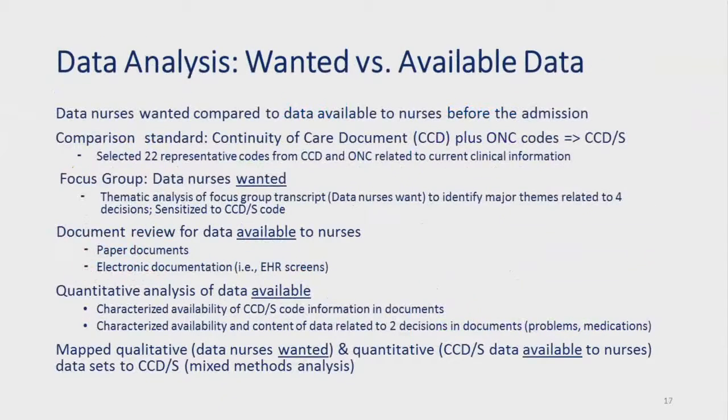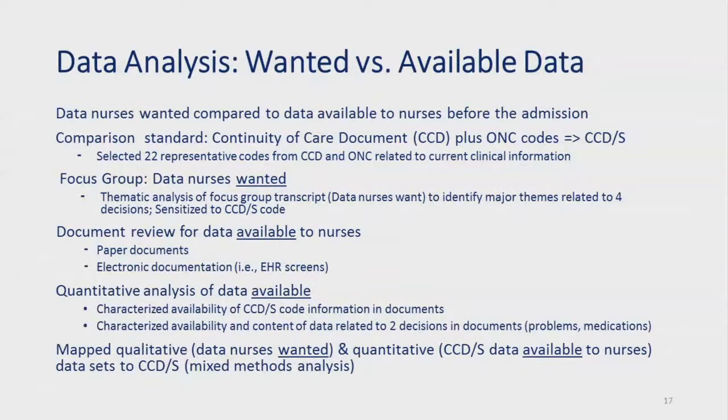So then our data analysis of what information the nurses wanted versus what information they had available. Our comparison standard was the continuity of care document, that list of codes that I showed you early on. We selected 22 codes from that document, and we mapped what the nurses said they wanted to those codes, so that we could standardize. And we also conducted thematic analysis on the transcripts to identify major themes.